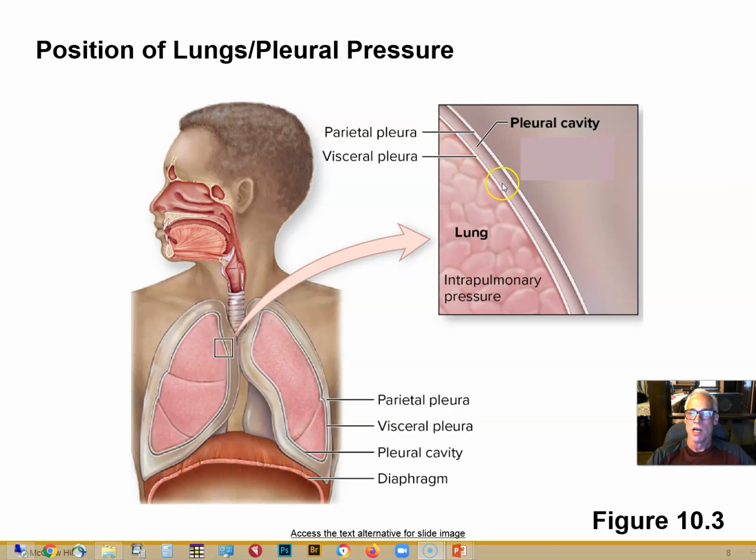The lungs themselves are covered with an identical pleural membrane, a serous membrane that also secretes a little bit of lubricant. And so these two membranes are friction free, so as the lungs expand and contract, they can glide along the surface of the pleural cavity with no friction.